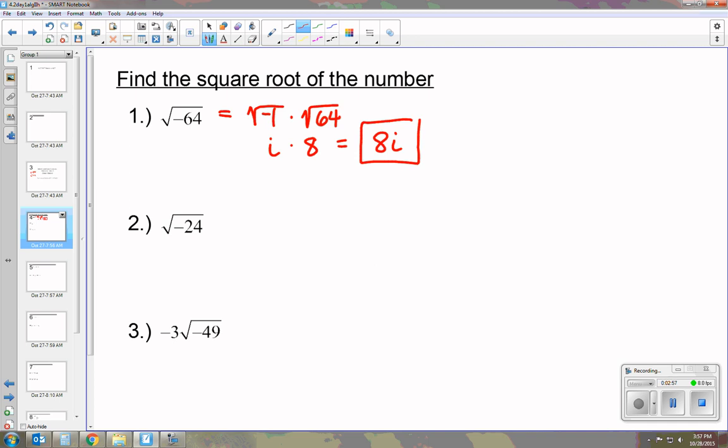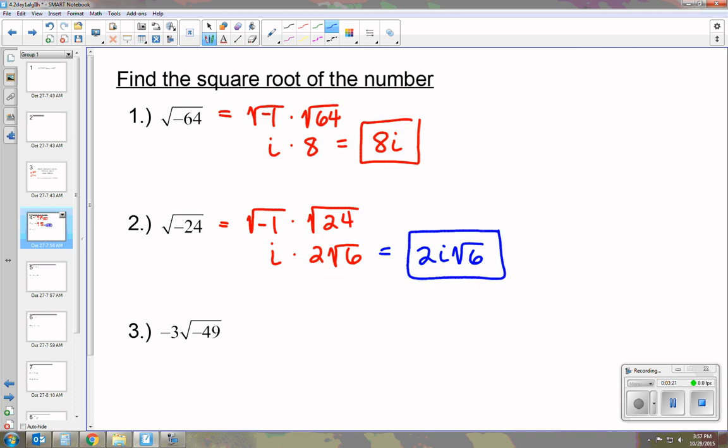Let's do the same thing for the square root of -24. Let's break this up as the square root of -1 times the square root of 24. That becomes i, and the simplified square root of 24 is 2 square roots of 6. And the way we write this is 2i square roots of 6.